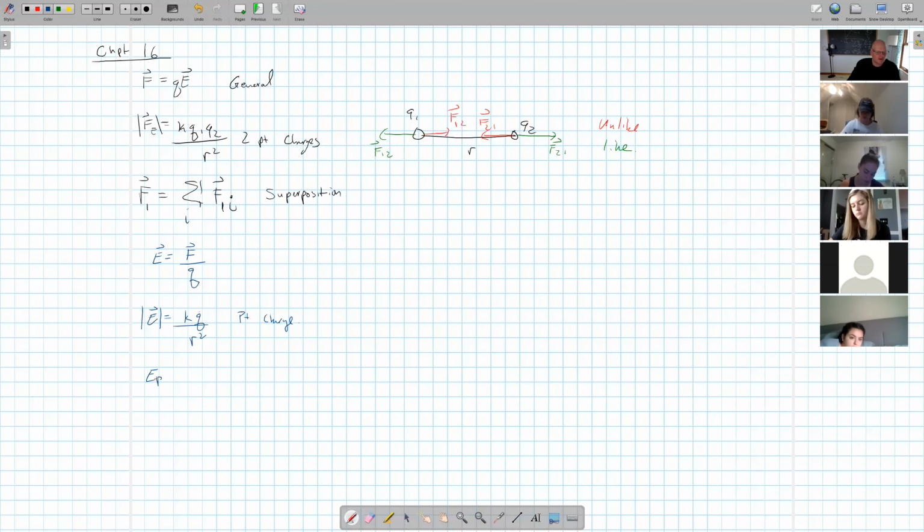So the total electric field at a given point P is equal to the sum of all the individual electric fields at that point. So this is, again, superposition.